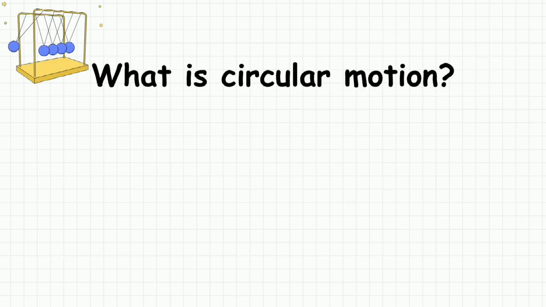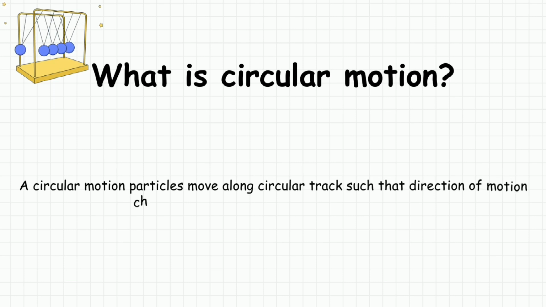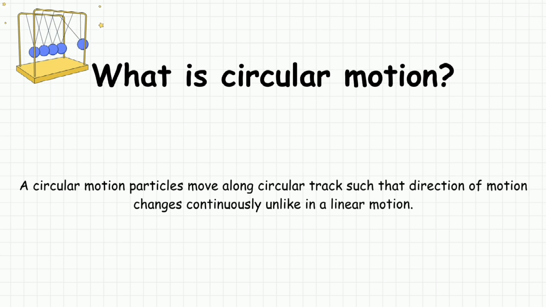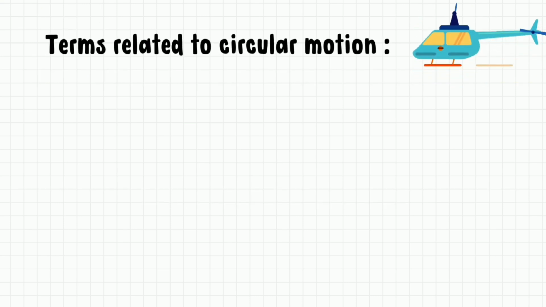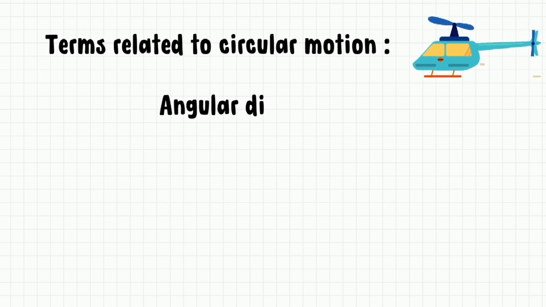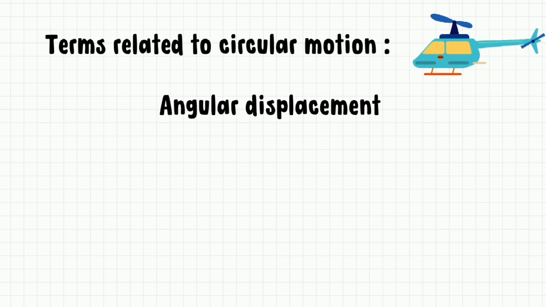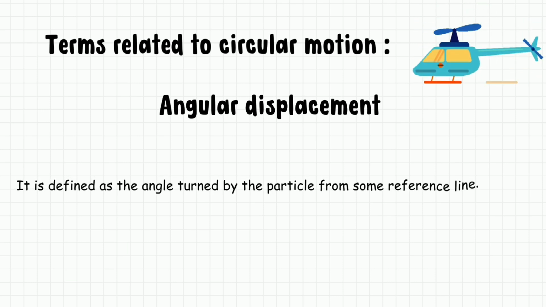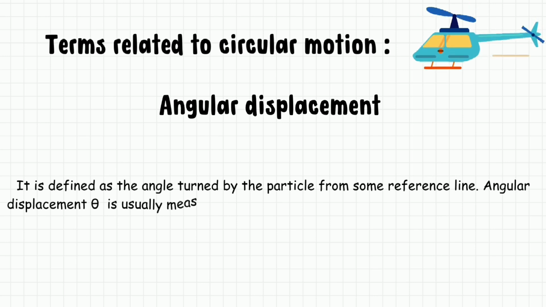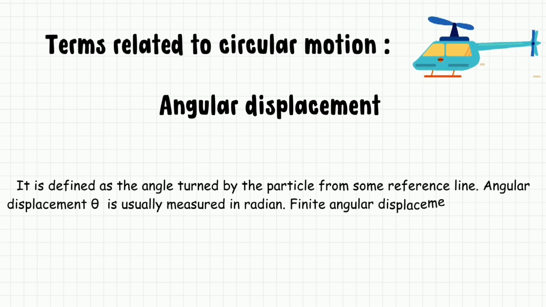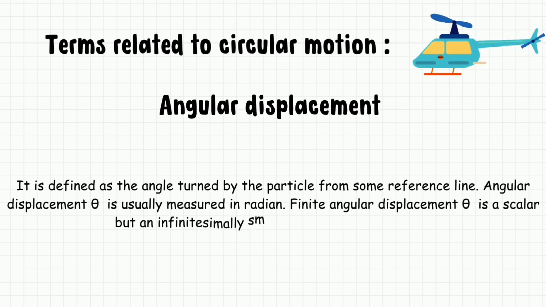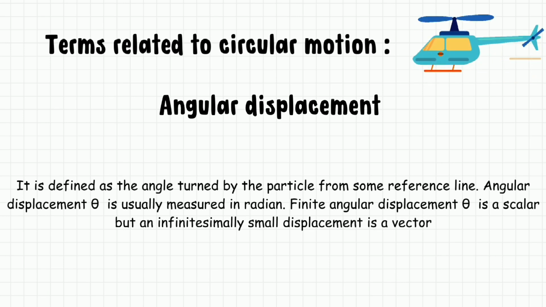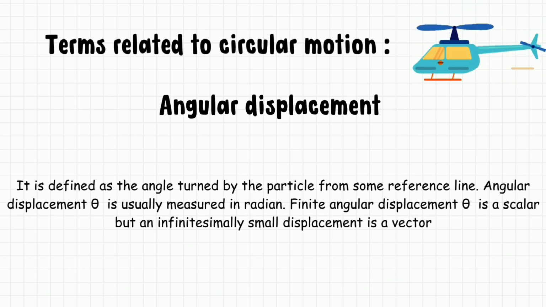What is circular motion? In circular motion, particles move along a circular track such that the direction of motion changes continuously, unlike in linear motion. Terms related to circular motion. Angular displacement. It is defined as the angle turned by the particle from some reference line. Angular displacement theta is usually measured in radians. Finite angular displacement theta is a scalar, but an infinitesimally small displacement is a vector.